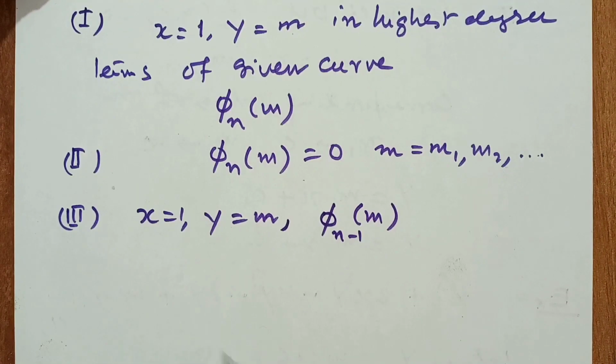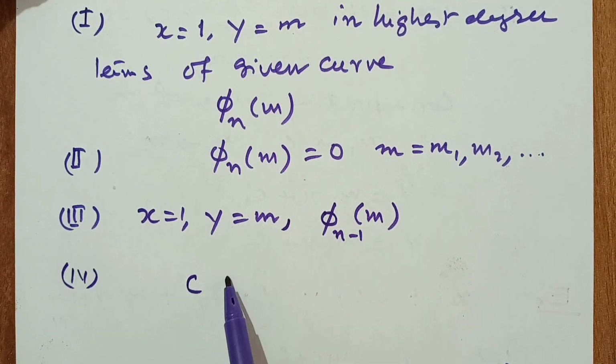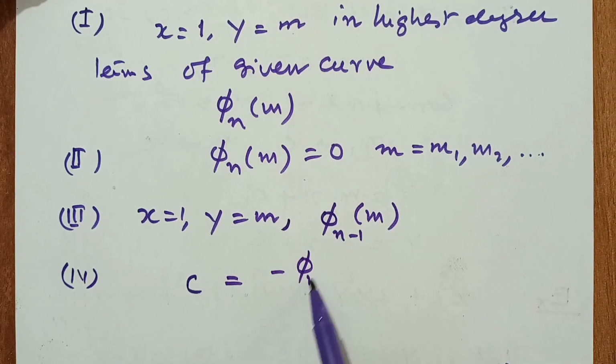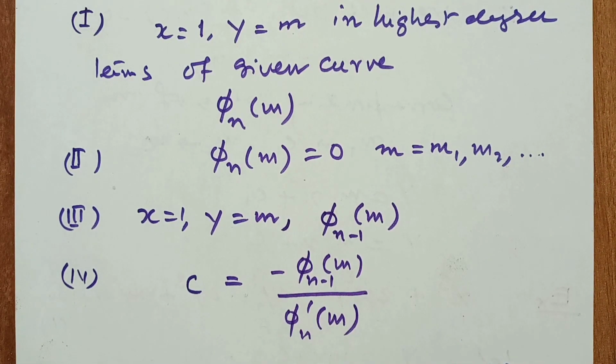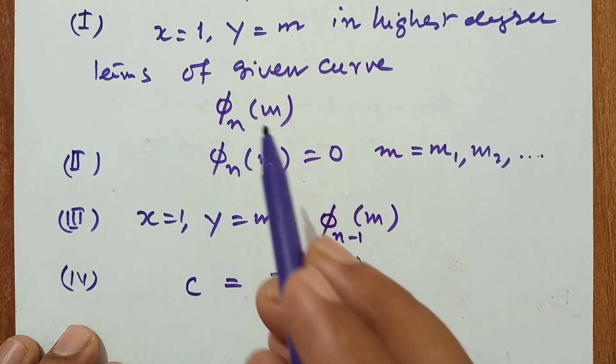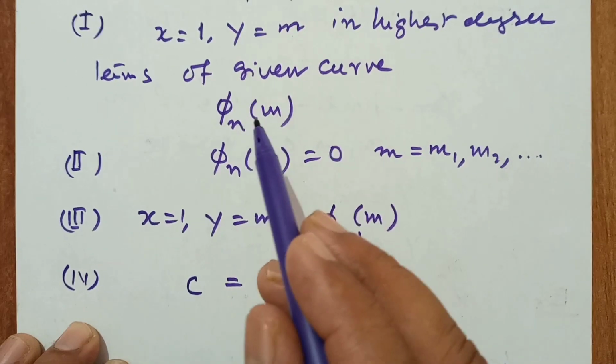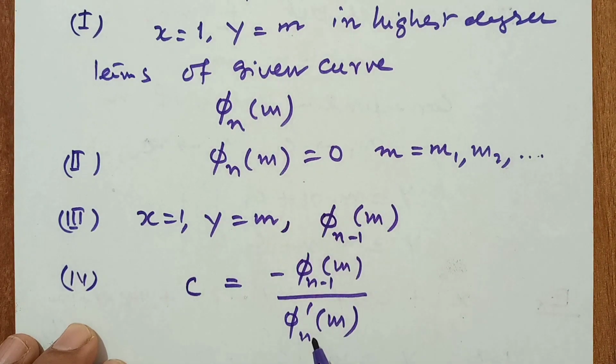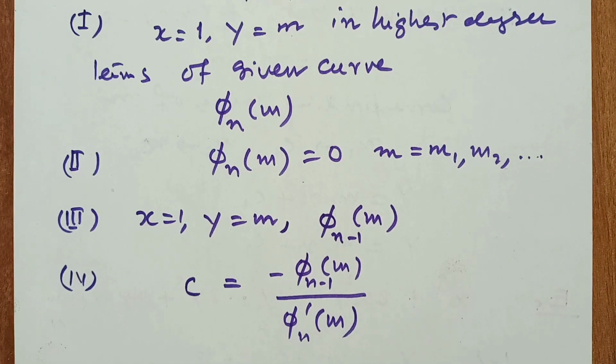And then the formula, next step: c is equal to minus phi n minus 1 m upon phi n dash m. What is phi n dash? This is phi n m differentiated with respect to m one time. So we calculate phi n dash m. So we will find the value of c by the formula c is equal to minus phi n minus 1 m upon phi n dash m.